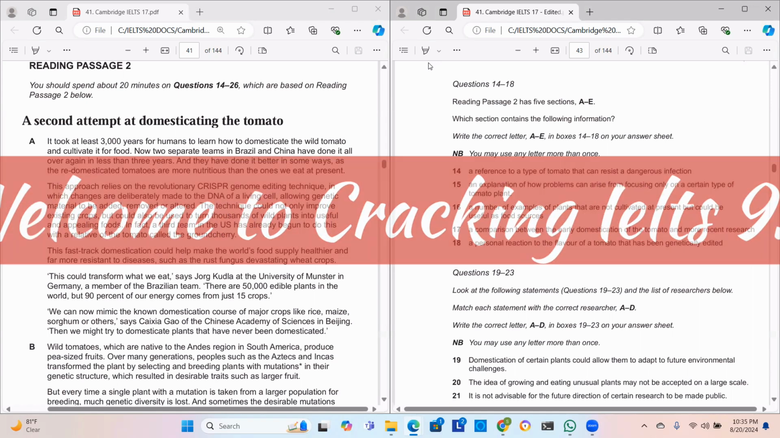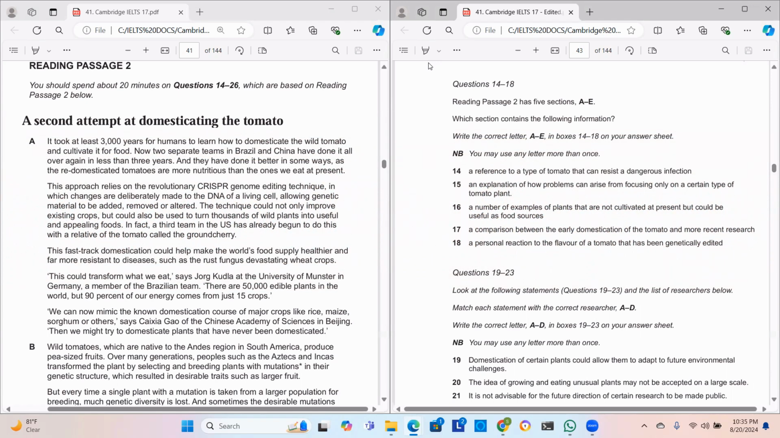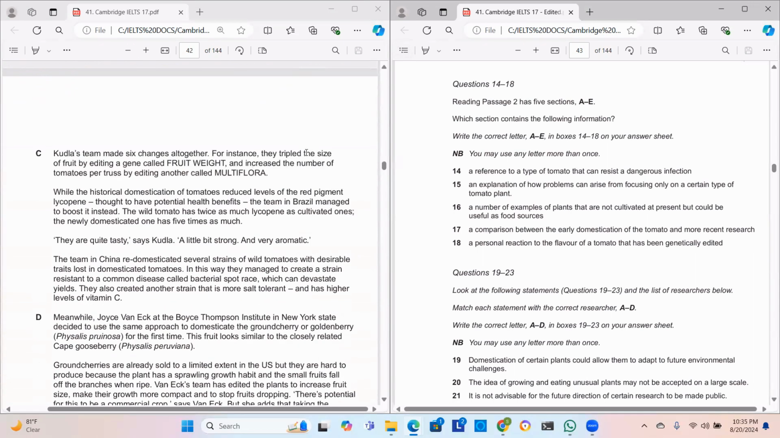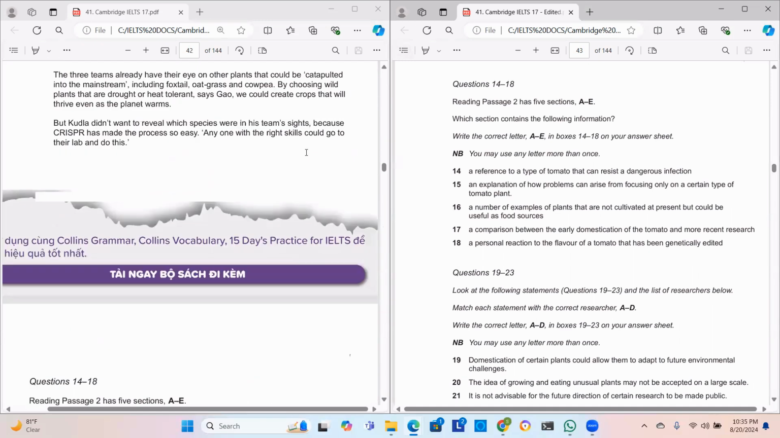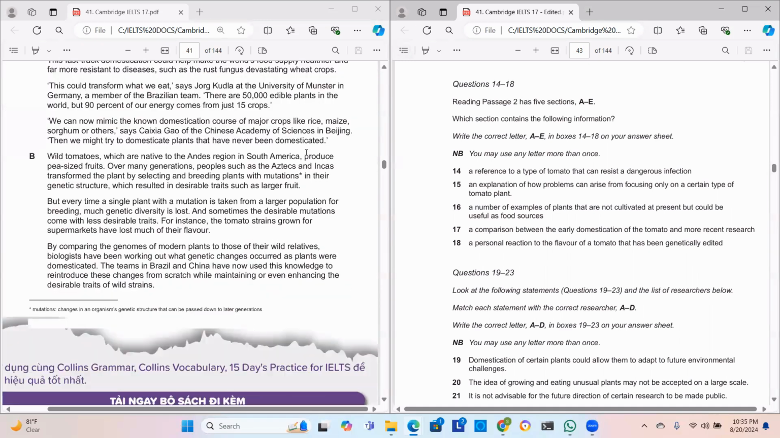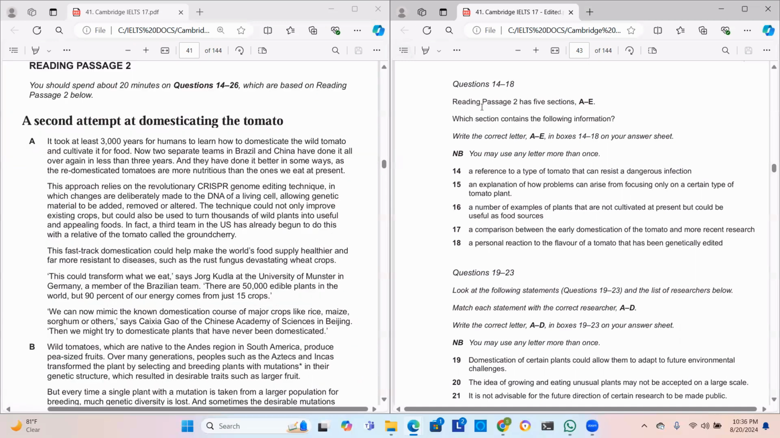So today we are going to discuss reading passage 2 of test 2, Cambridge book 17. As you can see, the passage says a second attempt at domesticating the tomato. Right. So we have nearly 5 paragraphs here, as you can see on your left side. And when it comes to the right side, you can see the questions here. So questions 14 to 18, right?